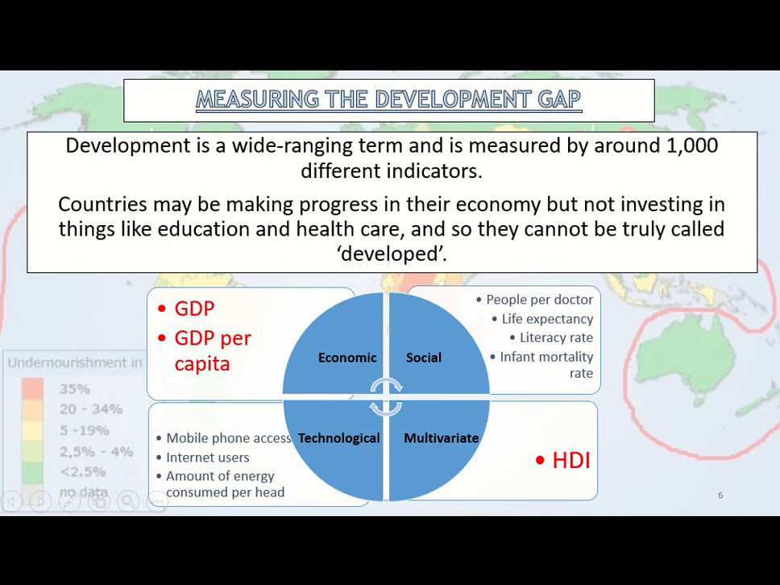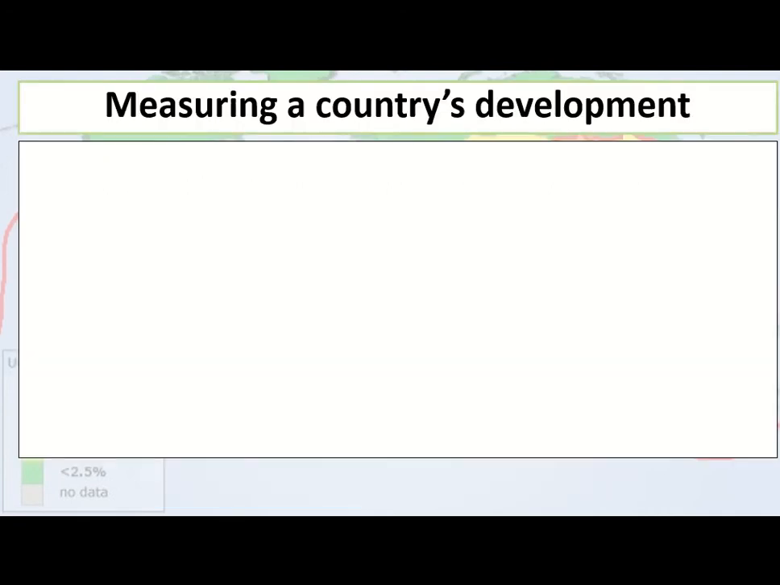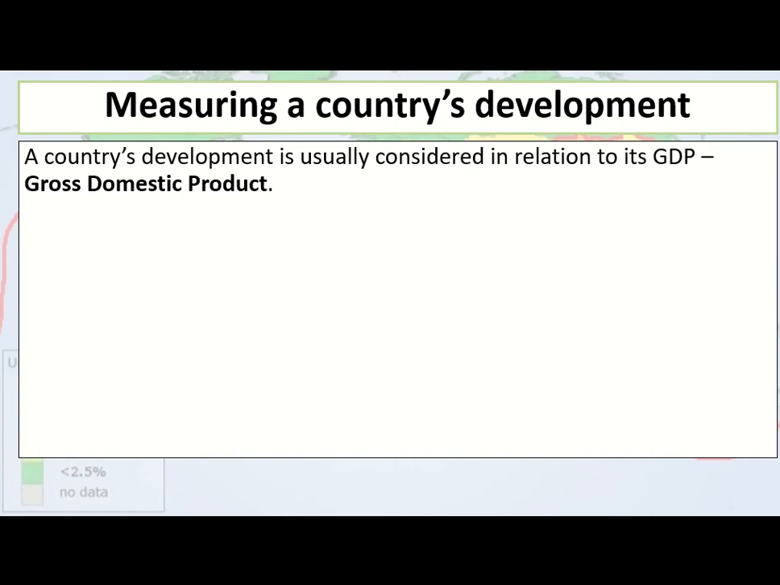Okay, and we're going to do a bit more on that in a bit. So single measures and composite measures. Single measures are one thing. Composite measures are a combination of different things that give you a better overall view of development. So we're going to start with the single measures, and you need to write some notes please on this.